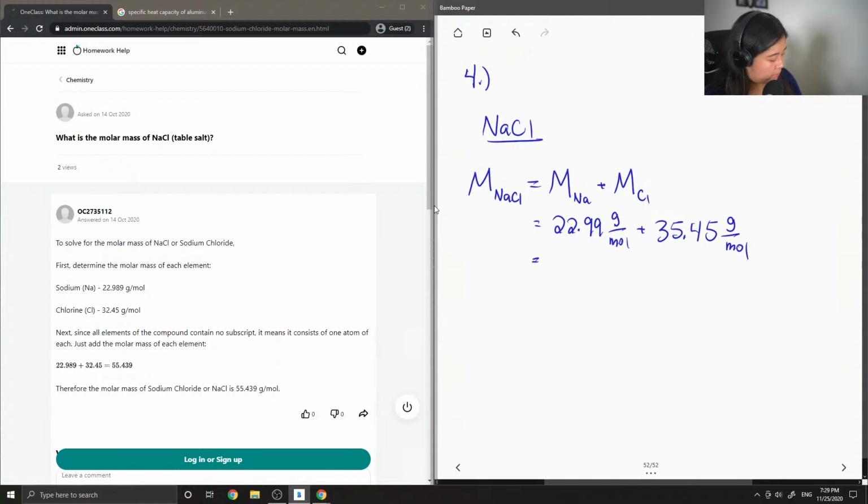Okay, so adding these 2 values up, you end up getting 58.44 grams per mole.